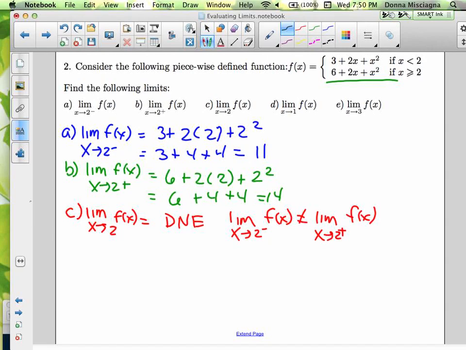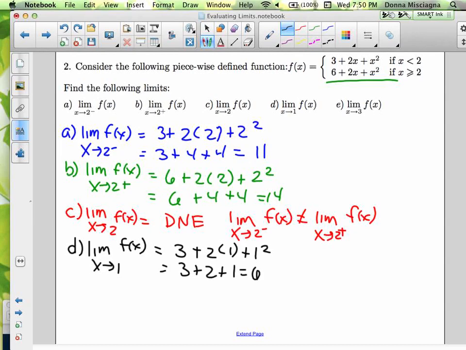Let's find D, the limit of f of x as x approaches 1. No problem, right? Because we just need to plug into the less than 2. It's polynomial, so it's going to be approaching the same value from the right and the left-hand side because we're not at the breaking point. 3 plus 2 times 1 plus 1 squared is going to be 3 plus 2 plus 1 is 6.